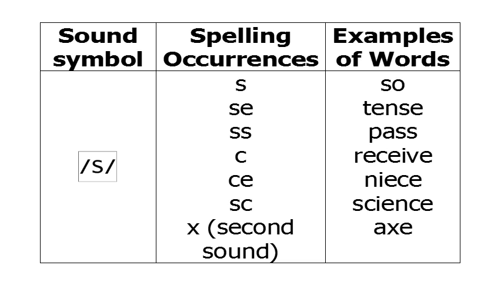This sound is pronounced s. It can come from letters S, SE, SS, C, CE, SC, and can be the second sound of X. So some examples would give us so, tense, pass, receive, knees, signs, acts.